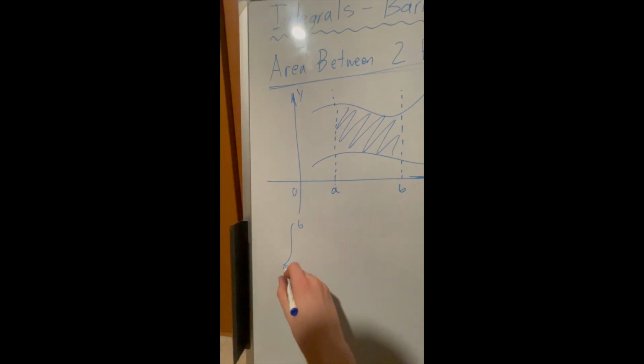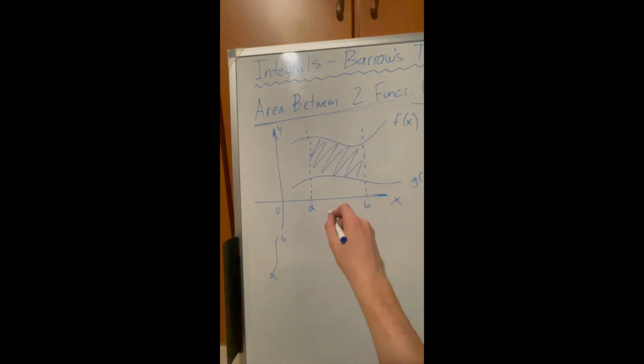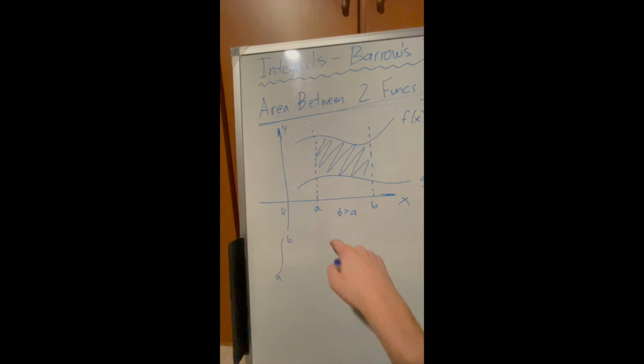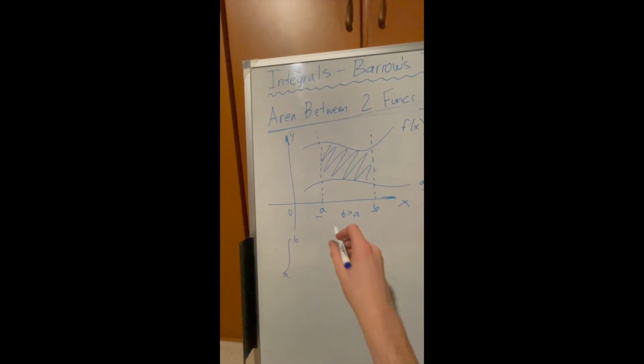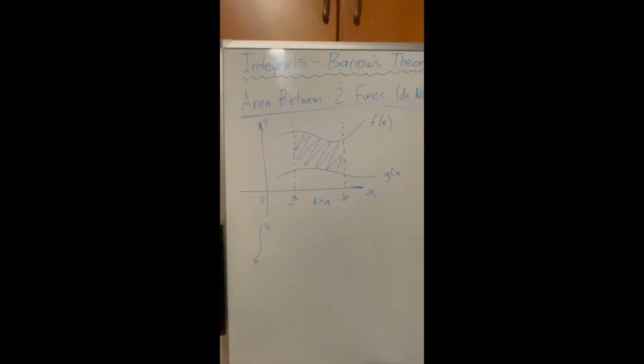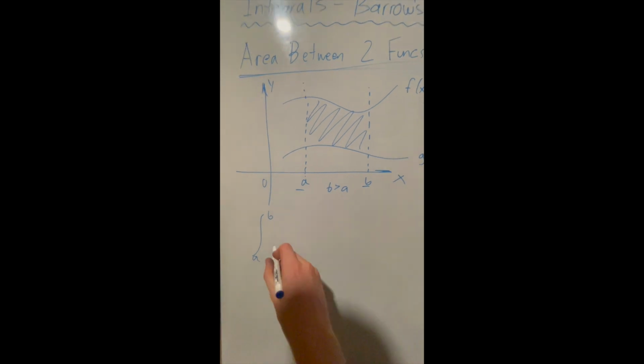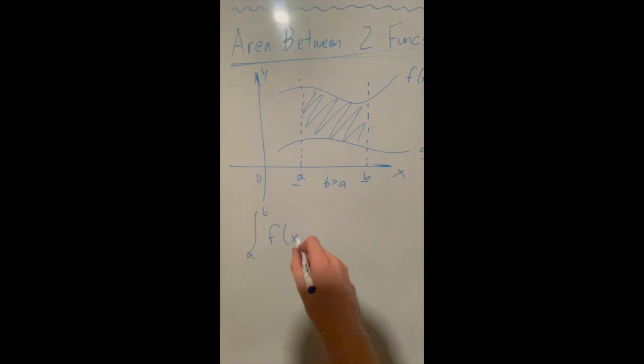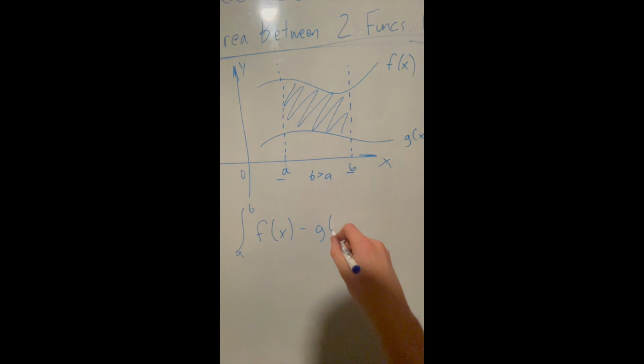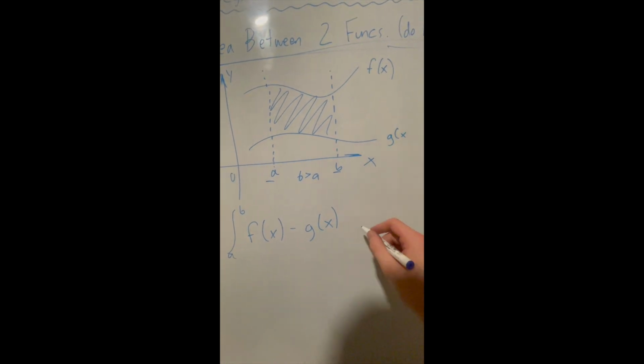Upper limit B, lower limit A. Remember that your B must always be greater than your A, which in this case it is. As we see, it is further along the x-axis, so that means it is greater. And it is going to be f of x minus g of x dx.